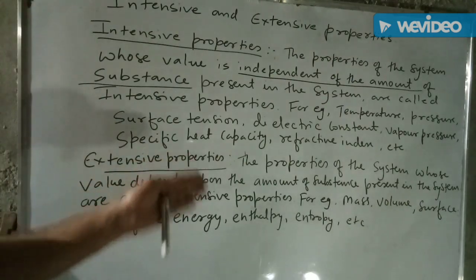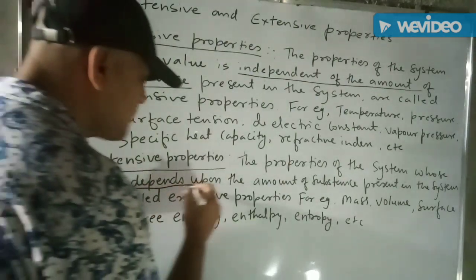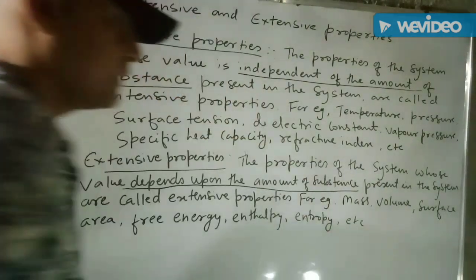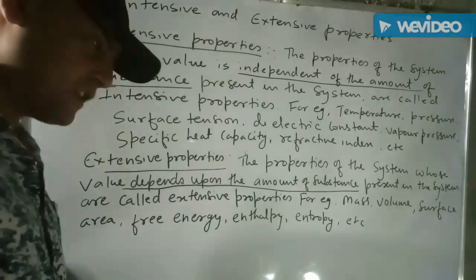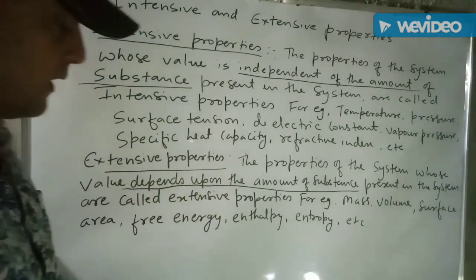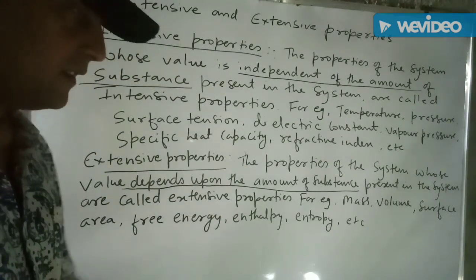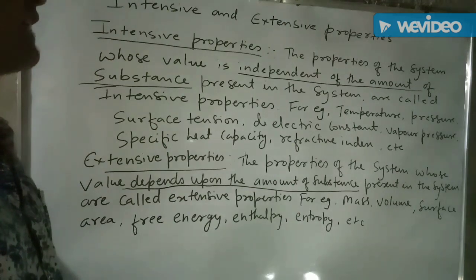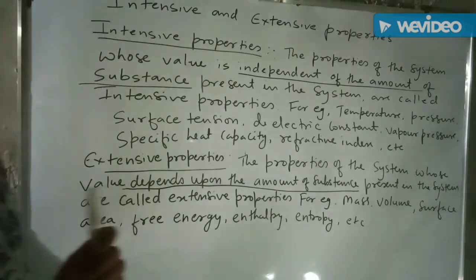Now extensive properties: the properties of the system whose value depends upon the amount of substance present in the system are known as extensive properties. For example, mass depends upon the amount of substance taken. If you take more, there will be more mass; if you take less, there will be less mass. Similarly, volume, surface area, free energy, enthalpy, entropy, etc. These are the extensive properties. These are the two macroscopic properties of the system.